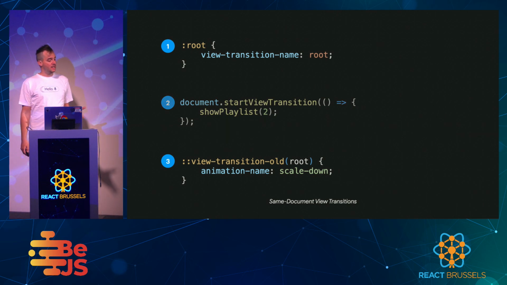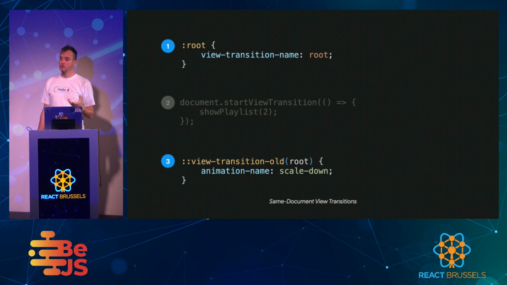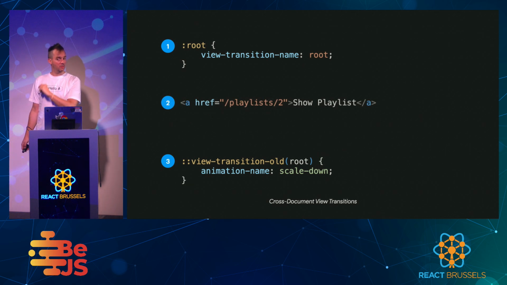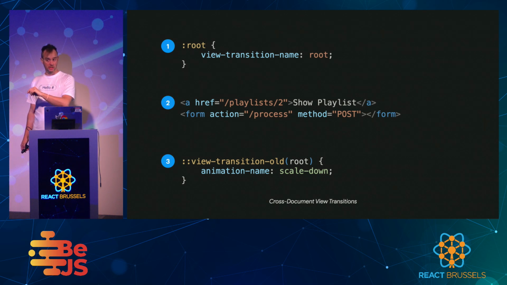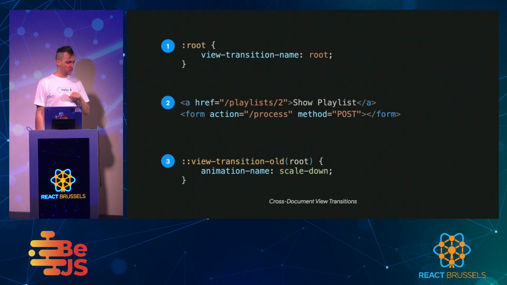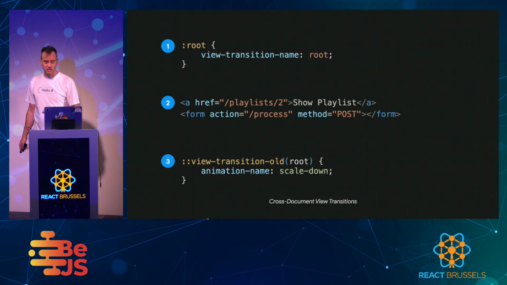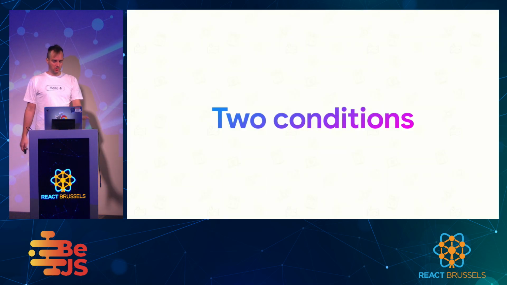Well, it's the second step that changes for cross-document view transitions. Instead of calling document.startViewTransition, you now just have a link to another page, or for example, you have a form submitting, because that is also navigation. You're going from one page to another page. We won't do this by default, though. There are 2 conditions when this will run.